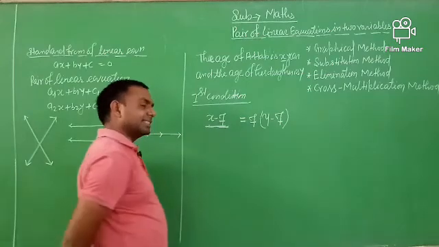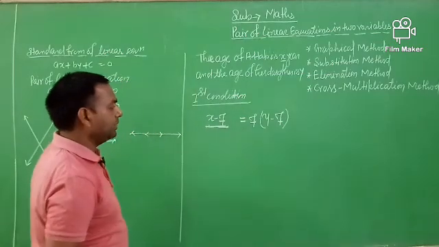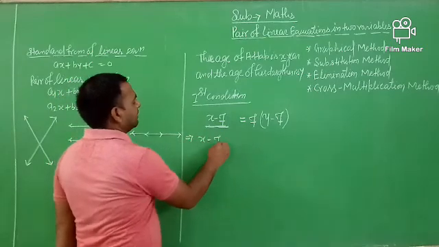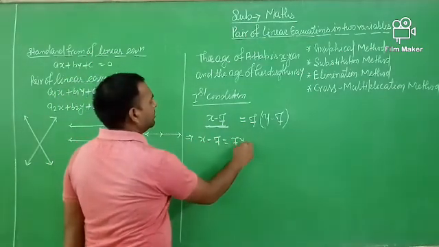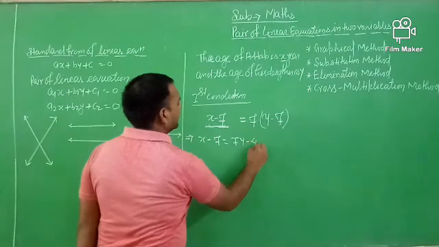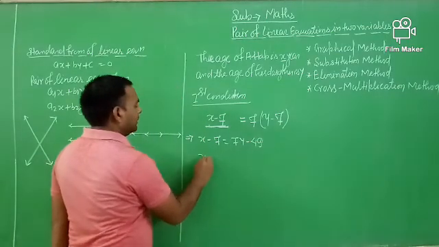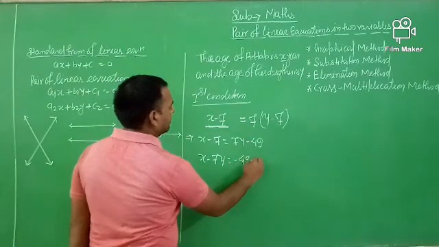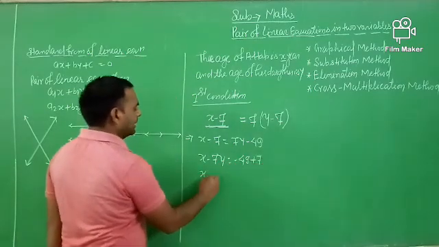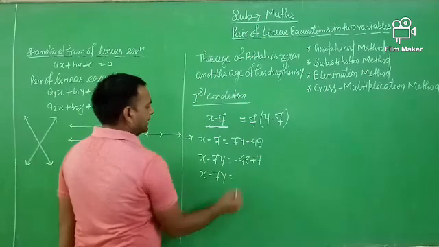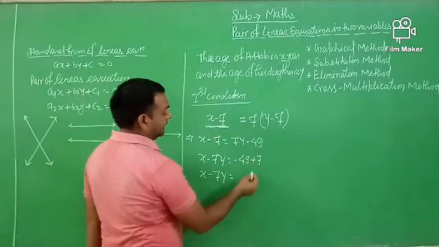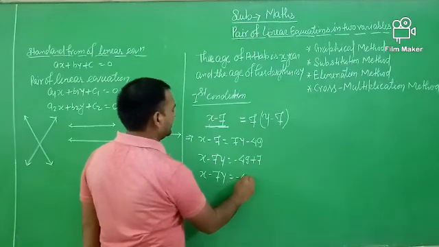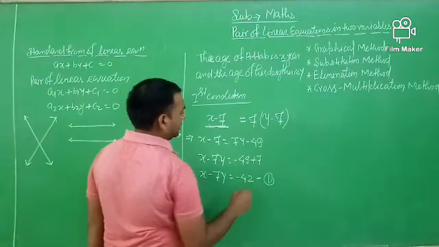So I multiply with the 7, so both sides are converted into the equal. Therefore x minus 7 is equal to 7y minus 7 7s are 49. Therefore x minus 7y is equal to minus 49 plus 7. Therefore x minus 7y is equal to minus 42, since one is positive and another is negative. Equation number first.